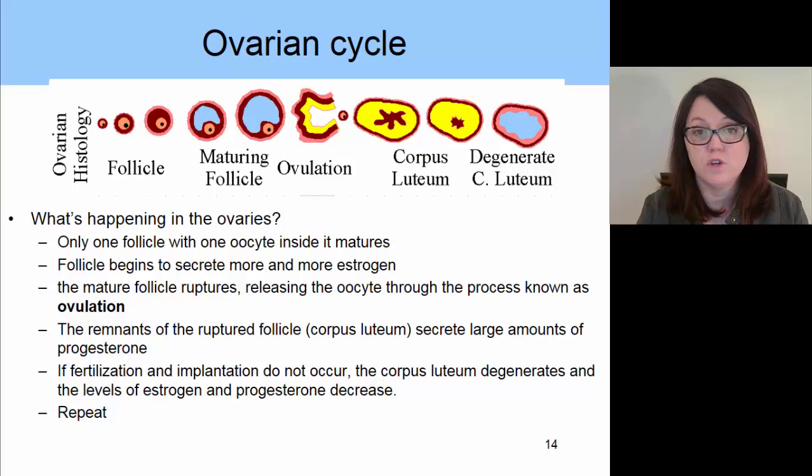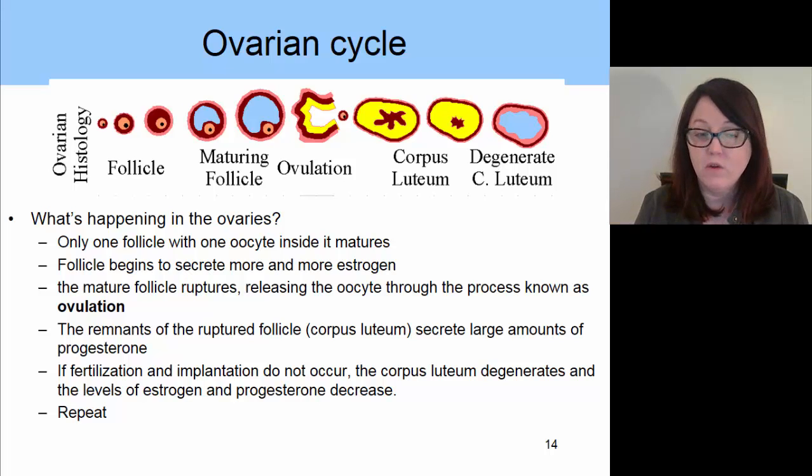So let's first take a closer look at the ovarian cycle. With the ovarian cycle, we're looking at the changes that occur in the ovaries within that 28-day cycle. So what's happening in the ovaries? Well, only one follicle with one oocyte inside of it will mature in one ovarian cycle. The reason for this is really complicated, and it's actually still being studied. Why is it just one oocyte in one ovary that matures? We do know some things about it, but other things are still under investigation.